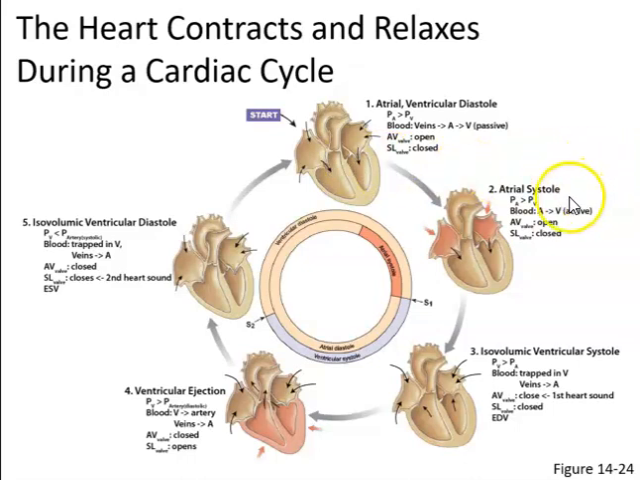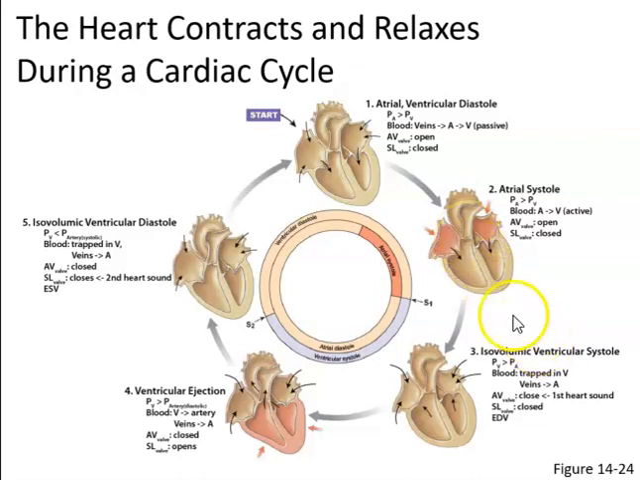The next phase being atrial systole. This is when we still have an increased pressure within the atria greater than the pressure in the ventricles. However, blood is being forced or pushed actively from the atria into the ventricles. The last remaining 1/3 of the blood in the atria are actively being pushed into the ventricles. So the atrioventricular valves are open while the semilunar valves are still closed.